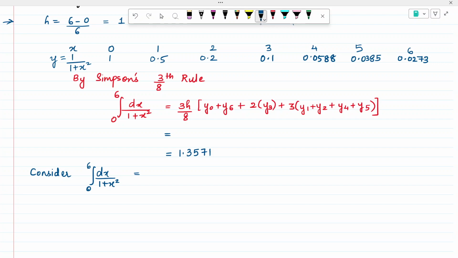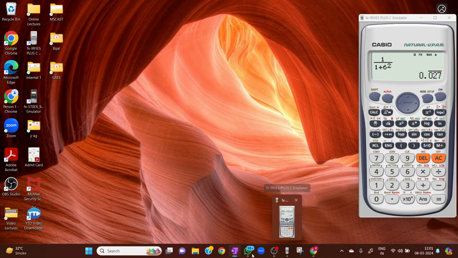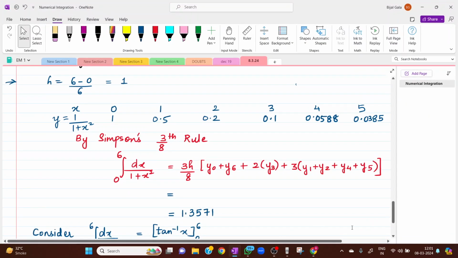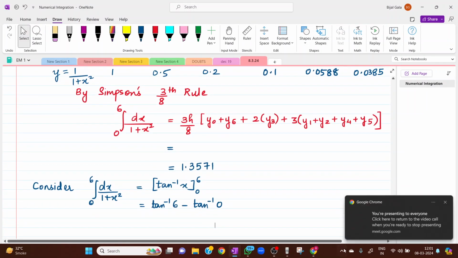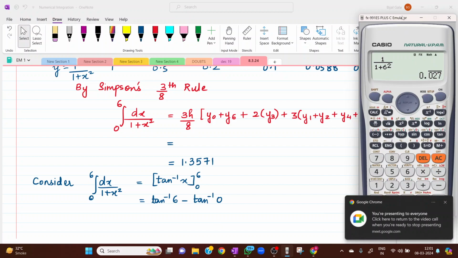What will its integral be? Tan inverse. Very good. It's tan inverse of x within the limit 0 to 6. So this is tan inverse of 6 minus tan inverse of 0. To calculate this, first put your calculator in radian mode.